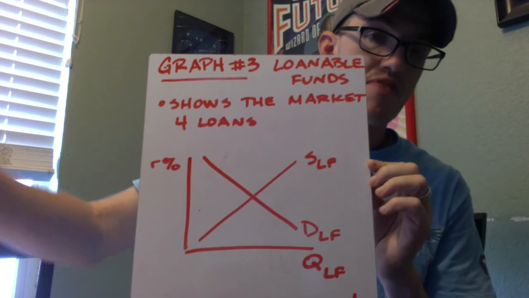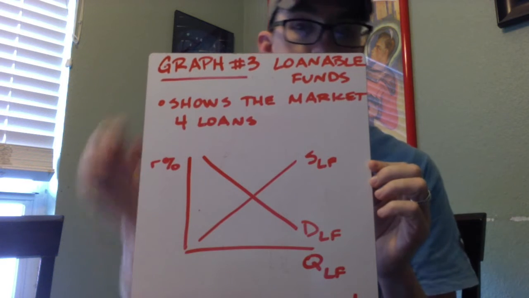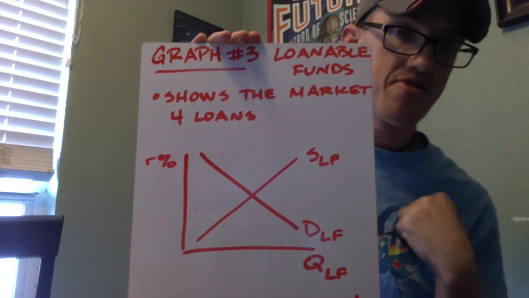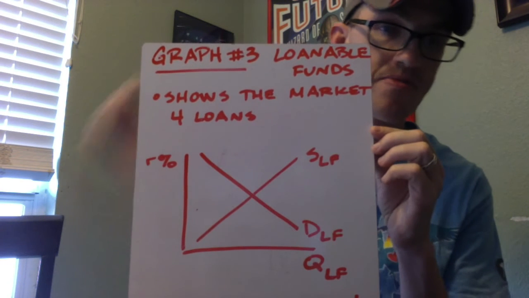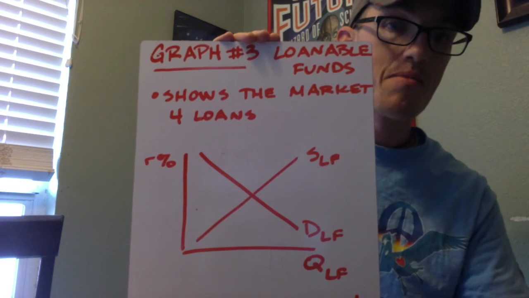Banks. Banks are profit-seeking entities, which is why we have an upward sloping supply curve, because at high prices, or interest rates in this case, because it is just a basic supply and demand graph where interest rates are your price, at higher prices, banks will supply more loans because they can make more profits.